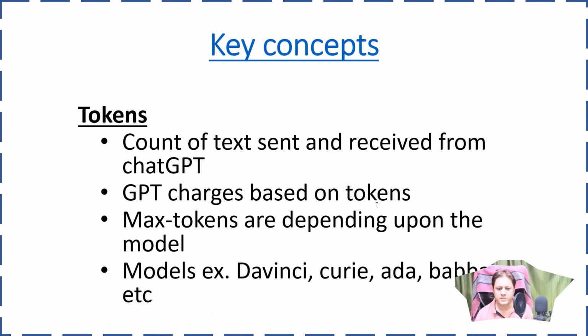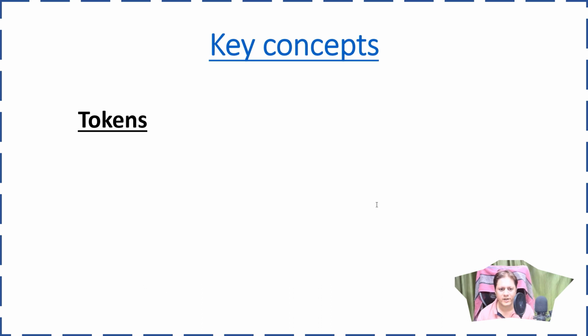Model names are Da Vinci, Curie, Ada, Babbage, etc. There are so many models. At present, I think there are 64 models. I have created a video on this also. But you don't need to understand everything. Depending upon your use case, you need to use that. For example, DALL-E is a model which is used for image generation. If you want to create images, then only you will need that model. Let's say Whisper, if you want to change speech to text, then you will need Whisper. This is the example I am giving. You cannot use every model; it depends on what use case you are implementing.